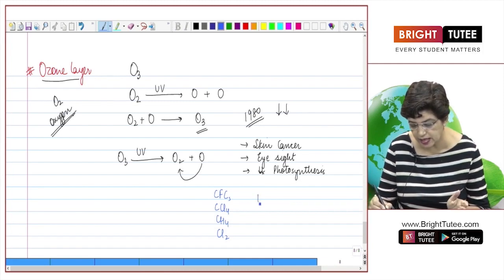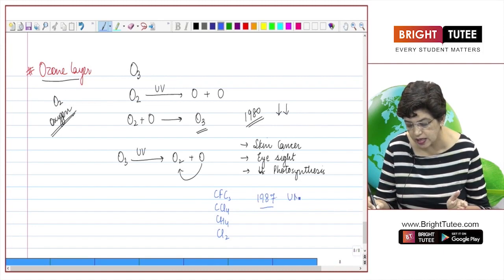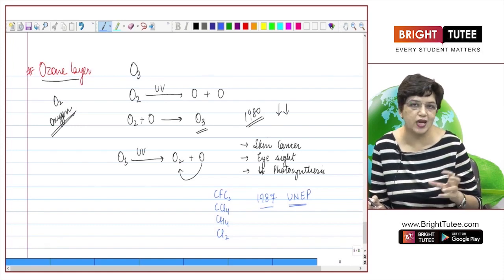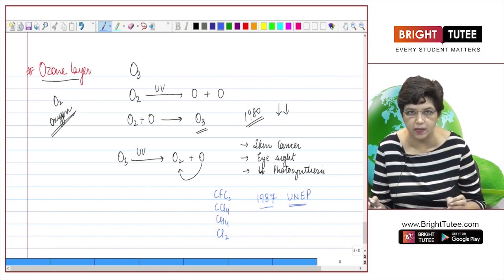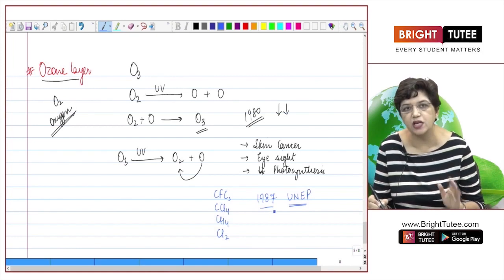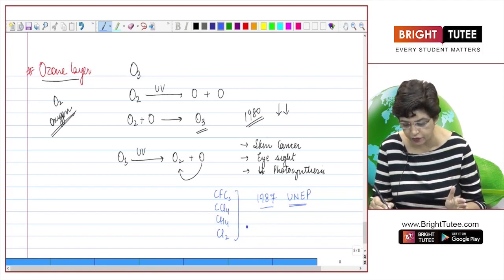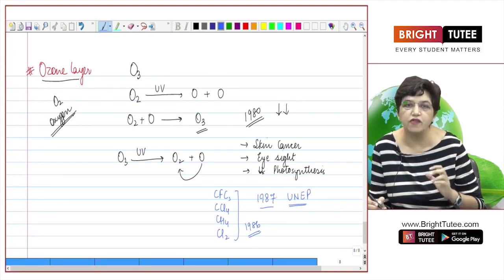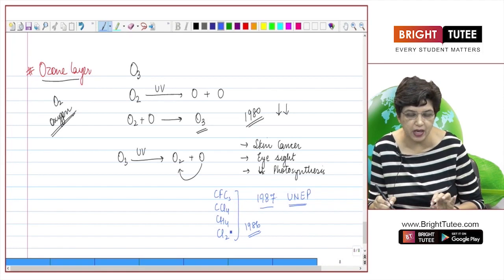So in 1987, the United Nations Environment Program got all the industrialized nations to sign an agreement, in which it was decided that the production of these chemicals will be reduced to half the level of 1986 production. So countries cannot pass that level. We have reduced the use of these chemicals.